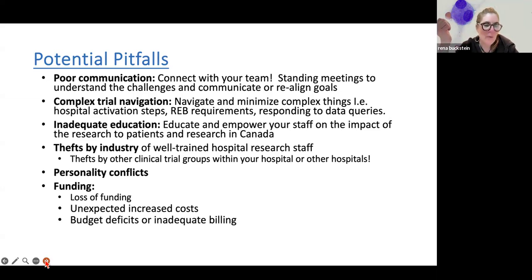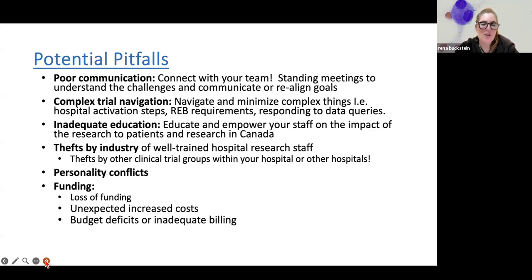Also, unexpected increased costs. You try to pass that on to the pharma company if that's going to happen. Radiology has suddenly increased the cost of CTs. The lab medicine has increased the cost of bone marrow review or processing. You try to pass that on, which means renegotiating budgets. But sometimes if this is an investigator-initiated lean study with just a grant funding the study, that's going to be something you can't do anything about.